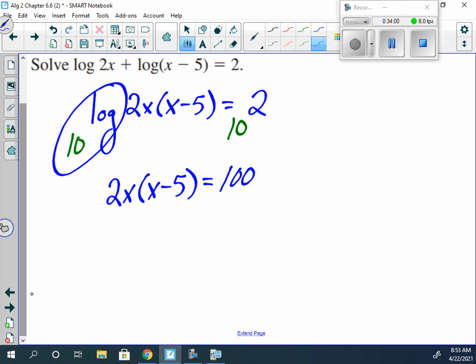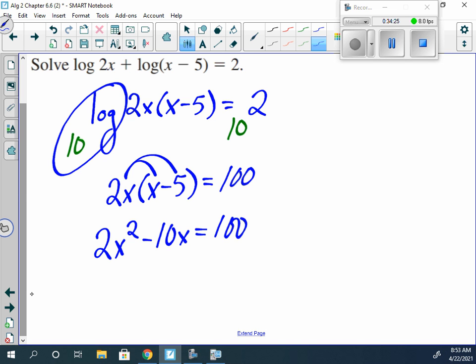They are being multiplied, so we need to distribute the 2x. Well, 2x times x is going to be 2x squared. 2x times negative 5 would be negative 10x, is equal to 100. So we have a quadratic.